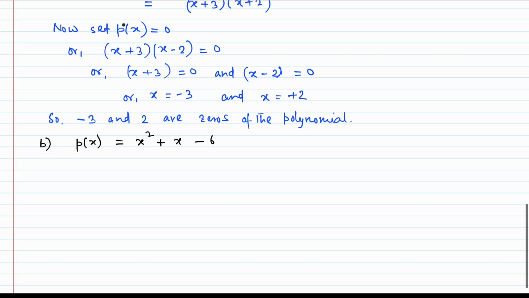Now let us take another example. Let's take p(x) equal to x square plus x minus 6. So let's use the factorization method.